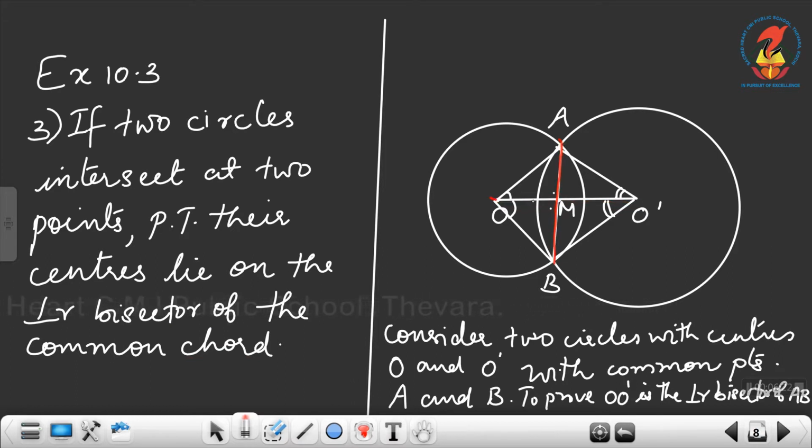This is the common chord. This is the line segment which joins both the centers. So what you have to prove is, OO dash is the perpendicular bisector of AB.